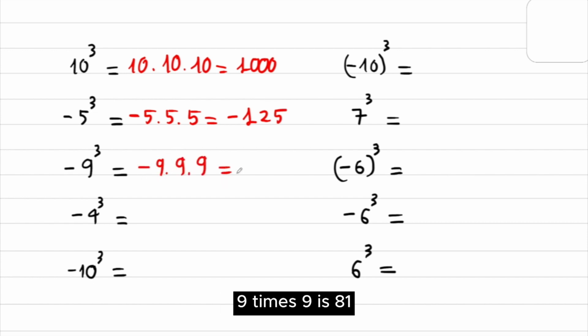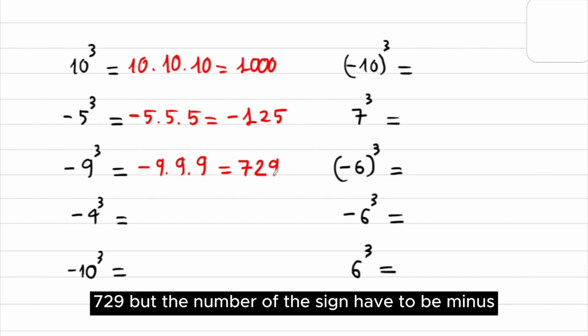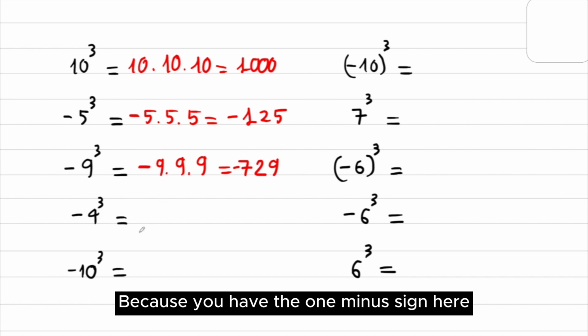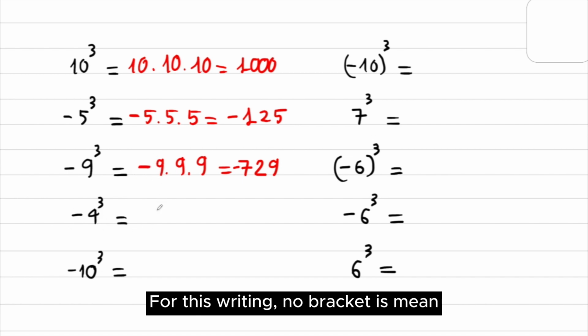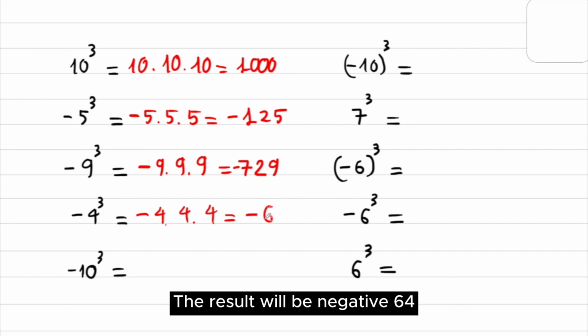For this one, a little bit harder. 9 times 9 is 81. 81 times 9, you got 729. I think I should check my result in the calculator. Yeah, 729, but the sign has to be minus because you have the one minus sign here. For this writing, no bracket, it means minus 4 times 4 times 4. 1 negative, 2 positive. The result will be negative 64.